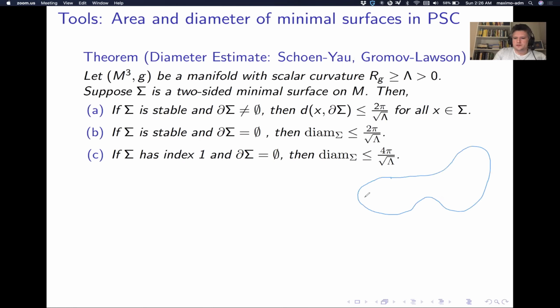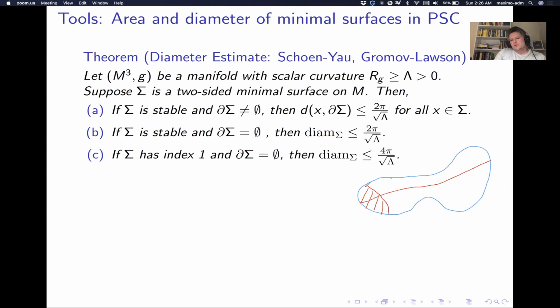So I'm interested in looking at its diameter. Let's consider points here, P and Q, which are the furthest apart. I'm going to start looking at this point, and let's start looking at geodesic balls. So this is the geodesic ball of radius R, centered at this point here.